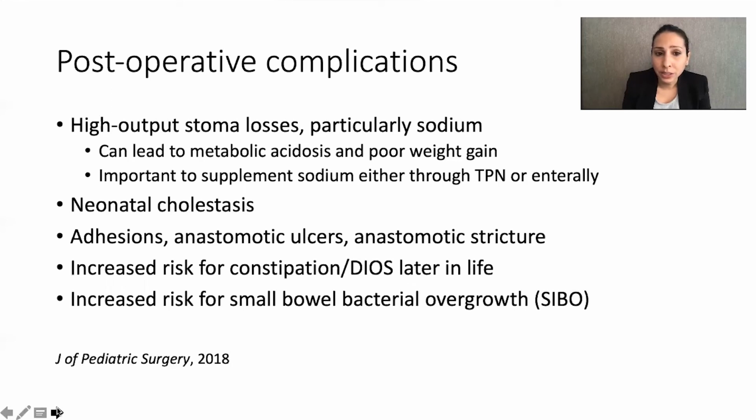Other complications include neonatal cholestasis, both from PN use as well as just underlying cholestasis, which patients with CF are at higher risk for. Adhesions, anastomotic ulcers, and anastomotic strictures, and increased risk for constipation or DIOS later in life. Also, increased risk for SIBO later in life.